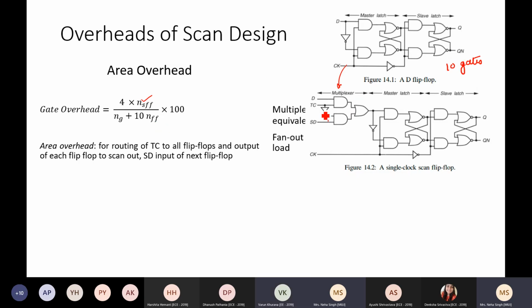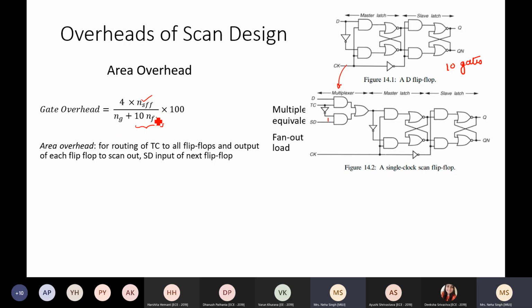Because if I had not implemented this mux, I would have required only 10 gates. Therefore, for each D flip-flop, I'll require 10 gates. So the total number of gates will be 10 for each flip-flop, plus some other number of gates which may be there, so NG. So the total gate overhead will be given by this formula, right?